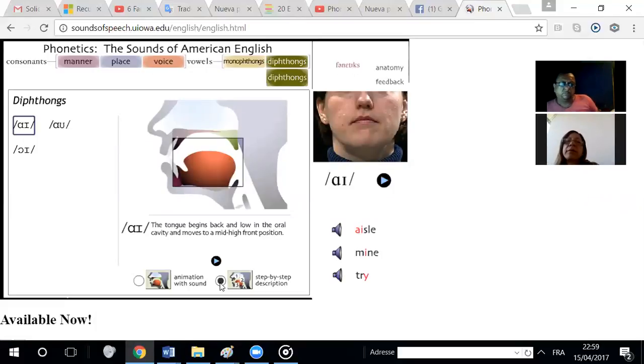I. The tongue begins back and low in the oral cavity and moves to a mid-high front position. Oh my God. No, made. You don't see the E. Only one vowel. What is it, might? Made. The tongue begins back and lower in the oral cavity and moves to a mid-high front position.